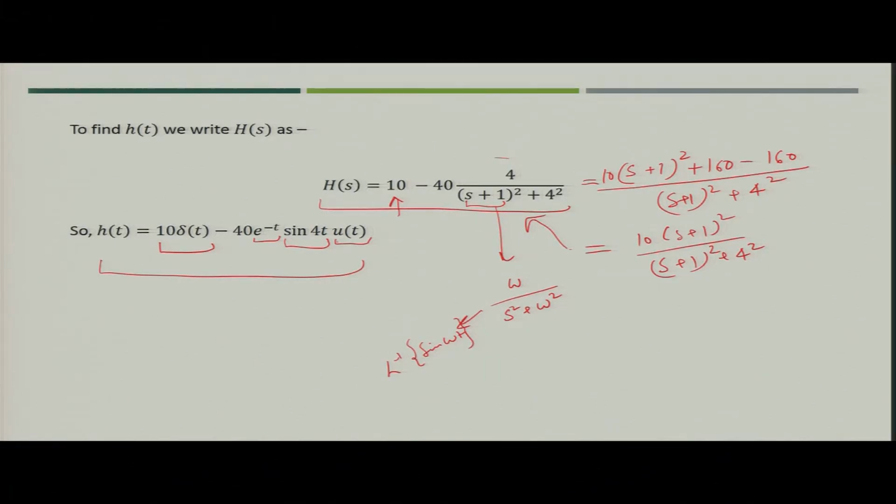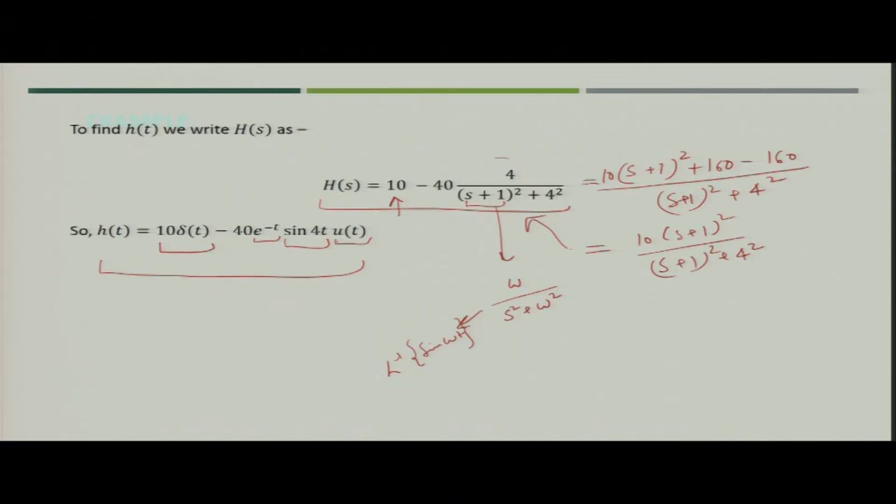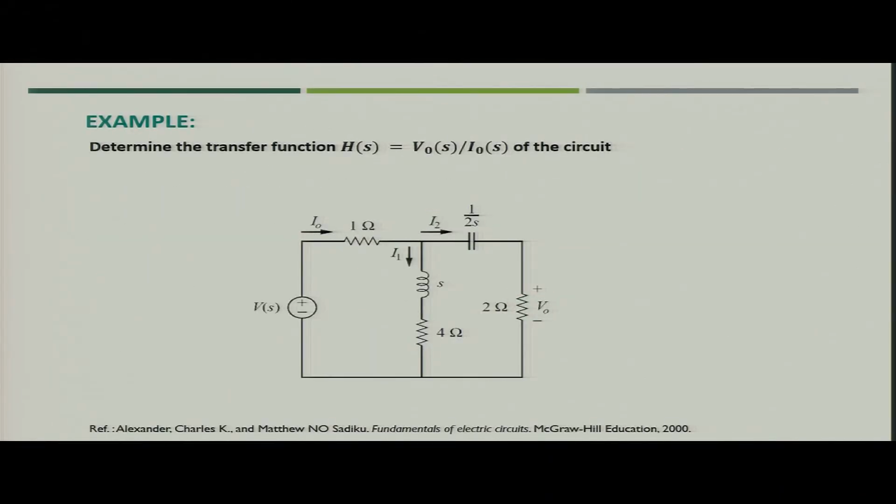So, this will help you to understand how to find the transfer function and then the unit impulse response of the system. Now, let us take another example. Here we need to find the transfer function V naught(s) upon I naught(s) for the circuit which is given in the figure.